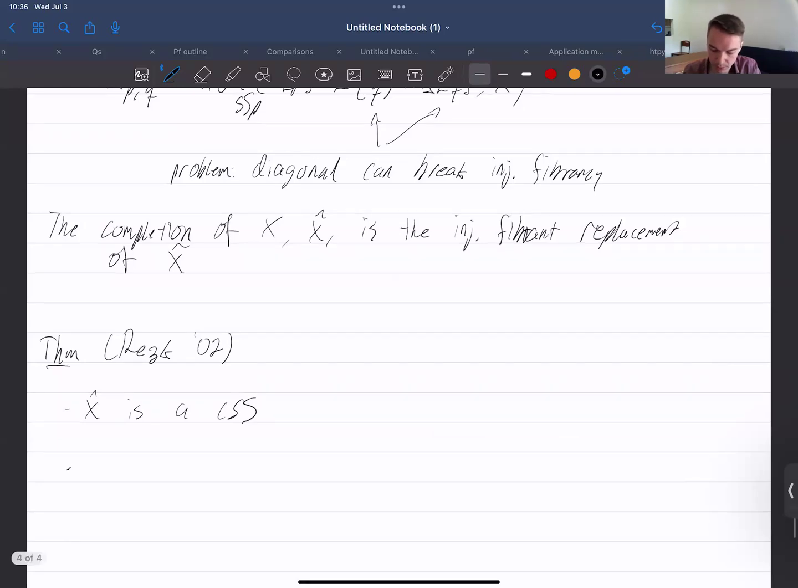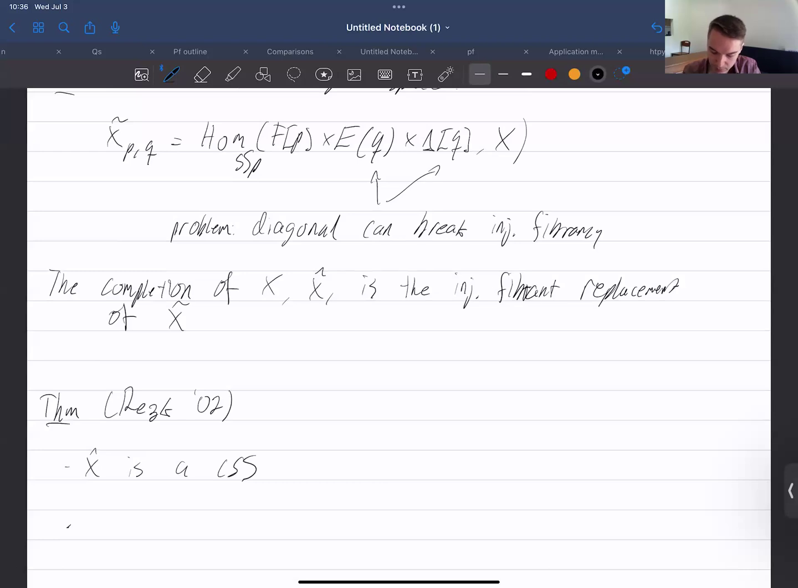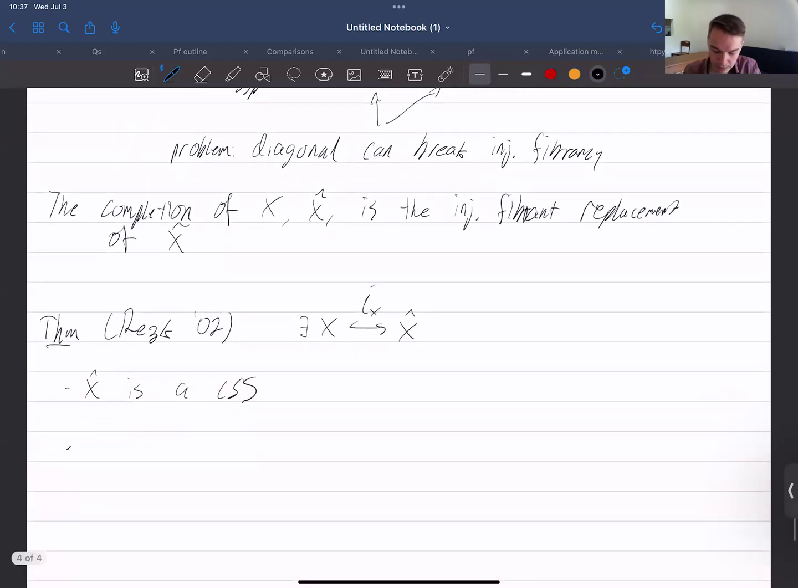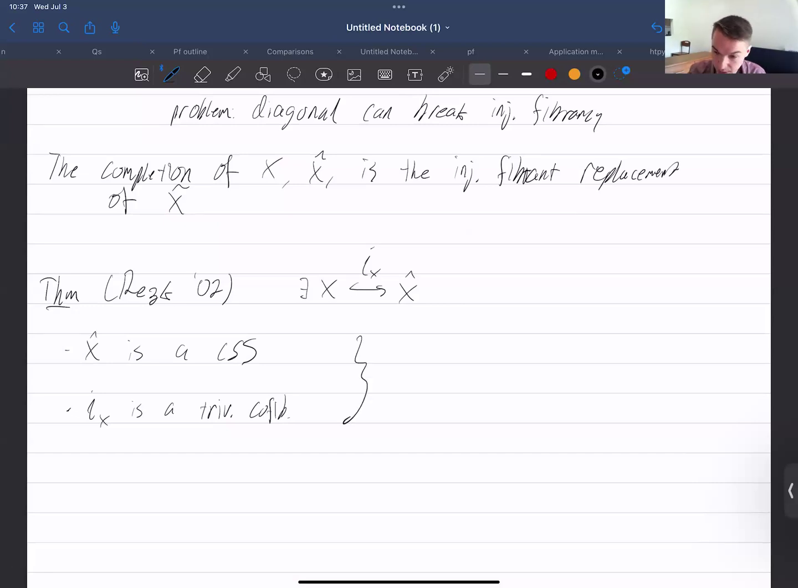Now this completion also comes with a canonical functor that includes this X into X tilde. And further, this map I_X is something called a trivial cofibration. That means that it's an inclusion, and it's also local with respect to all the maps that I mentioned before. So it's a level-wise weak equivalence of spaces, and it's also local with respect to the Segal maps and also the completeness map as well. And these two together are saying that this is a fibrant replacement.